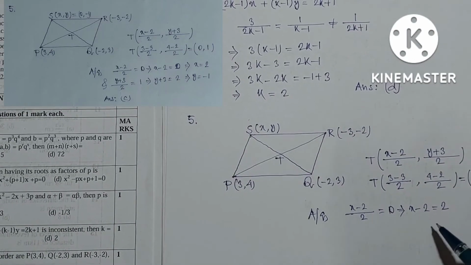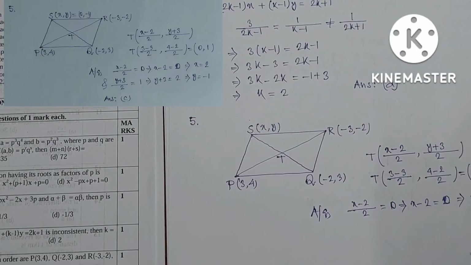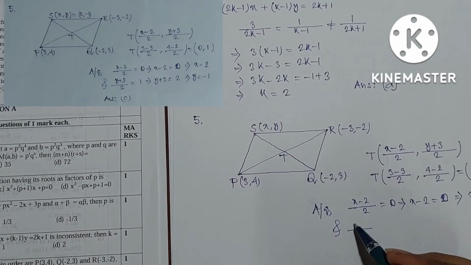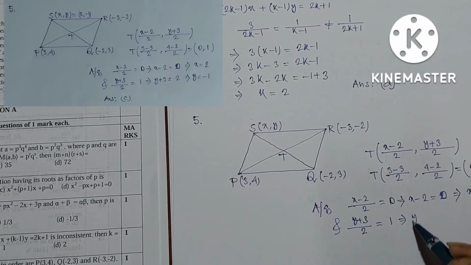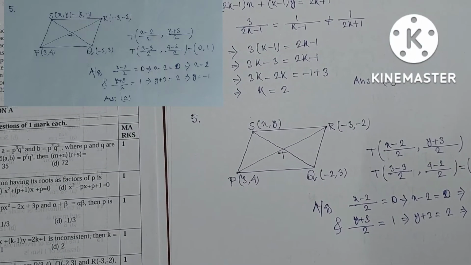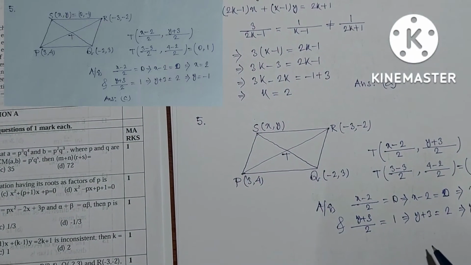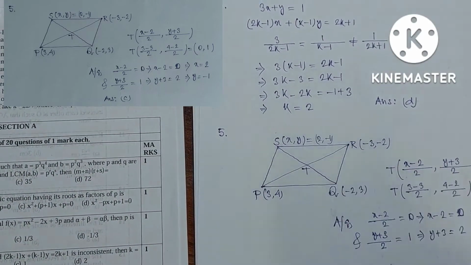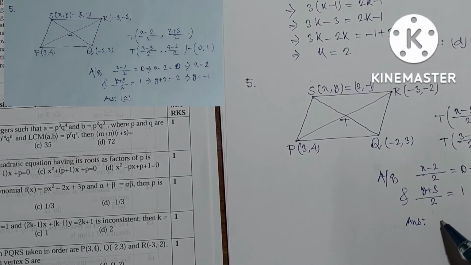So (x − 2)/2 = 0. So x − 2 = 0. That implies x = 2. And (y + 3)/2 = 1. That implies y + 3 = 2. So y = −1. So the coordinate of S is (2, −1). So your answer is option C.